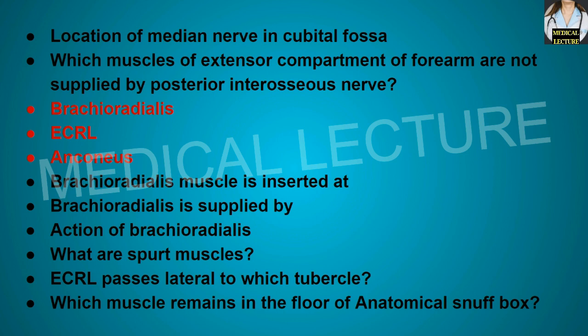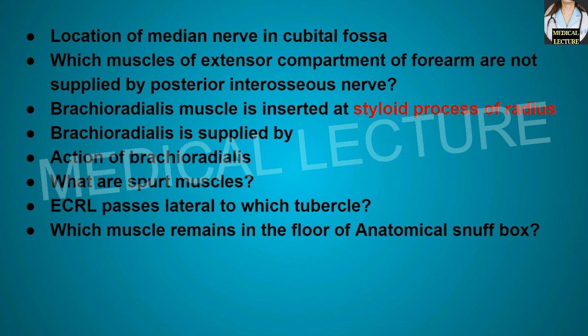Brachioradialis muscle is inserted at the styloid process of the radius. Brachioradialis is supplied by which nerve? Radial nerve. What is the action of the brachioradialis muscle? It causes flexion at the elbow joint.